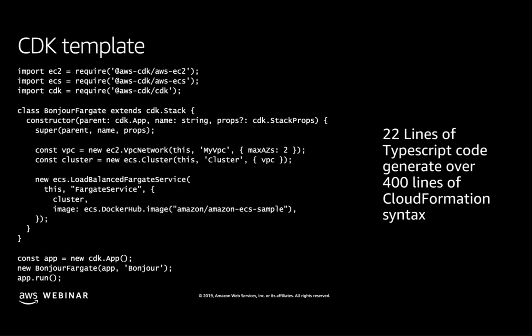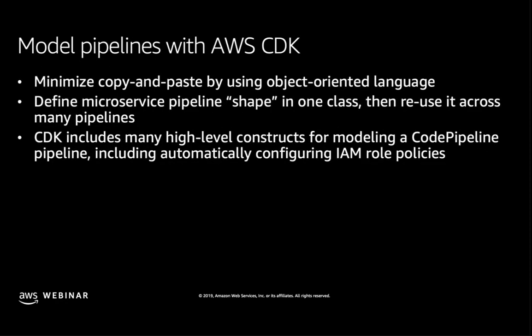And so you can model your pipelines with AWS CDK. So what that means is you can define what is a best practice code pipeline for my organization or for the specific application, and you can define what that pipeline shape looks like in one class and then reuse it across many pipelines. And again, CDK includes a lot of high-level constructs for modeling a code pipeline, but you can also build your own if you don't like the ones that are built in.